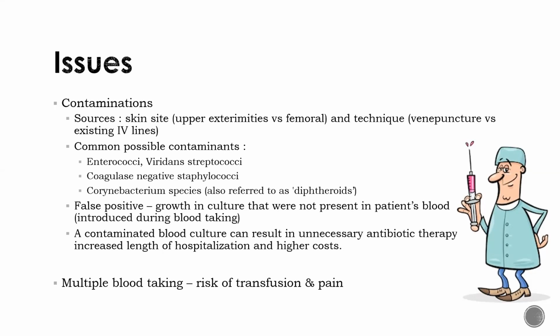you should not use the existing IV lines because of possible contamination. But I have a question. When do we take blood culture from an existing IV line? Anyone? When do you think we have to take from the existing IV line or any catheter? When we suspect there is catheter-induced sepsis, or CRBSI, or CLABSI, then we would take from the specific IV line. Okay, so common possible contaminants are enterococci, viridans streptococci, or coagulase-negative staphylococci, and corynebacterium.